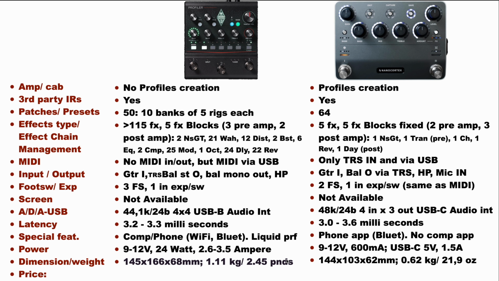The Kemper is more power hungry and heavier than the Cortex, as you can see from the table on the screen. And finally, the price. The Kemper is 700 and the Nano Cortex is 580. Of course, the total price of the Kemper could become 1000 if you add the paid upgrades.